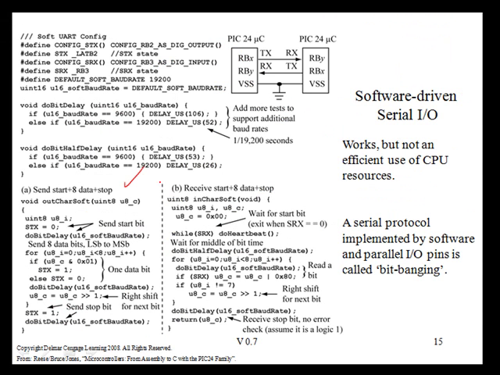So while these subroutines work, they are not an efficient use of CPU resources. The main problem with these implementations is that the CPU, when it's executing this subroutine outputting a character, or this subroutine when it's inputting a character, is not doing anything else except doing that.